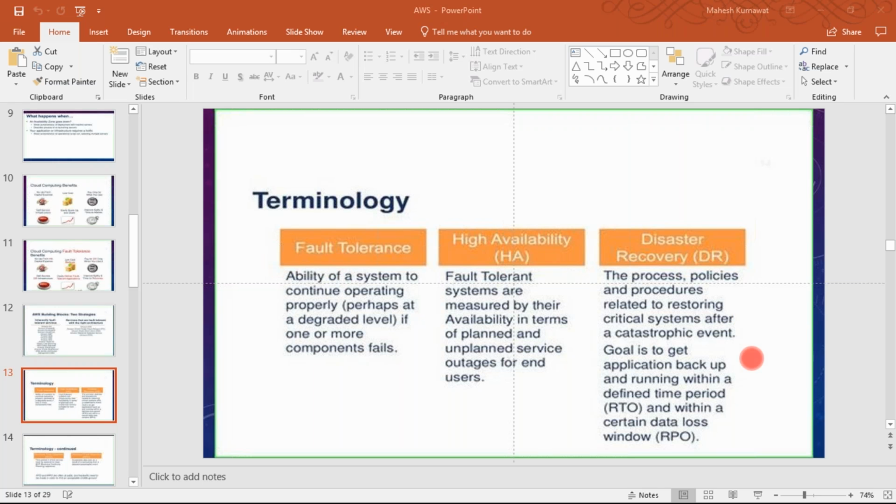Because if we are working on these three things, the business continuity will be working smoothly at the same time. Okay, so we'll go further.